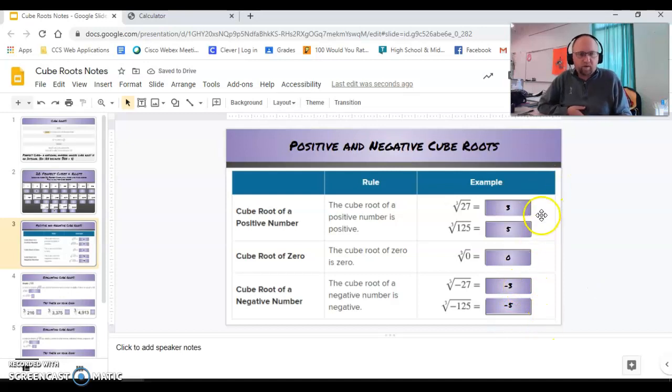So again, unlike square roots, the cube root of a negative value will have a negative root. What we want you to take away from this slide is that cube roots of positive numbers always have a positive root. The cube root of 0 is always 0. And lastly, the cube root of a negative number will be negative.